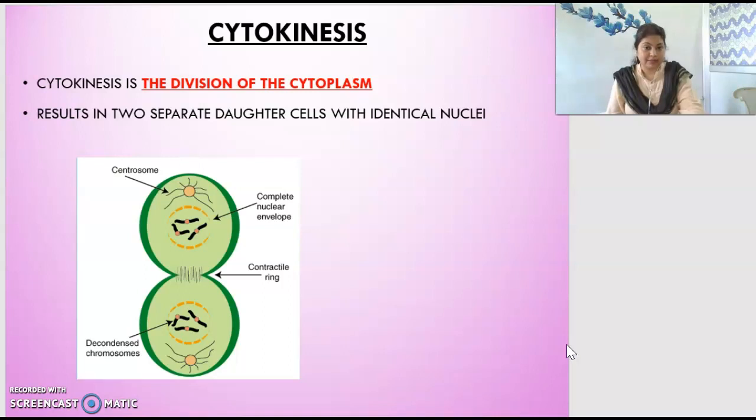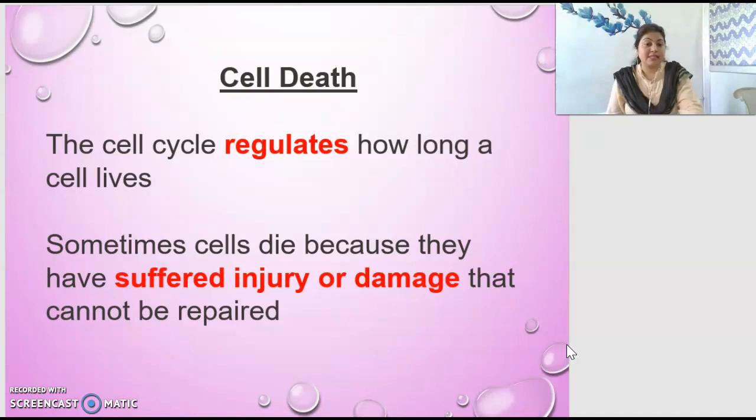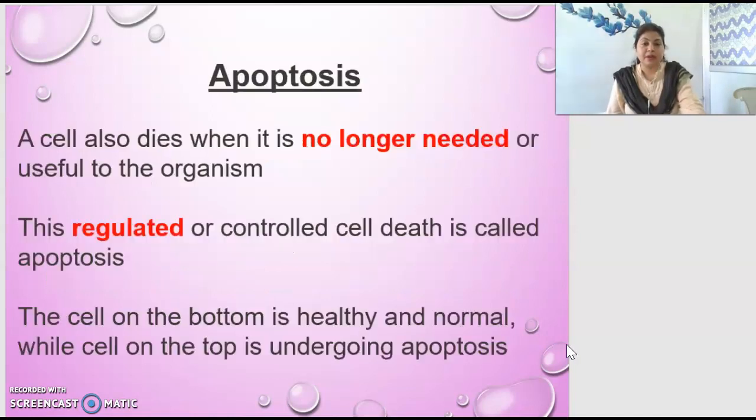Last but not least, cytokinesis is basically the division of the cytoplasm that results in two separate daughter cells with identical nuclei. Sometimes the cell cycle regulates how long a cell lives. Sometimes cells die because they have suffered injury or damage that cannot be repaired. One more thing, apoptosis. Apoptosis is a condition where a cell also dies when it's no longer needed or useful to the organism. This is basically controlled or regulated cell death.